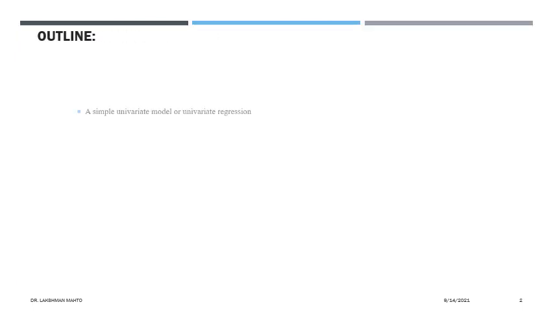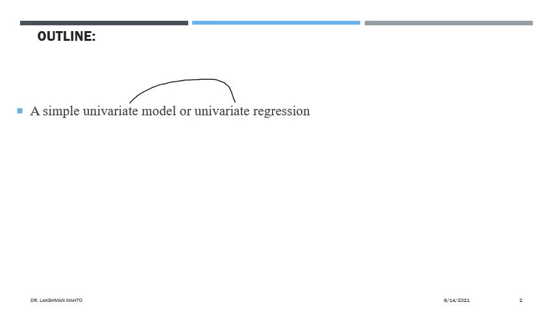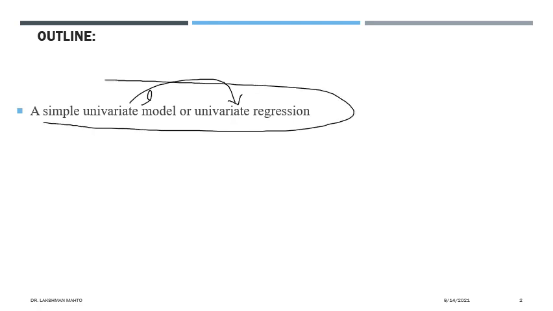So coming to the outline of this lecture, first I will talk about a simple univariate linear model, or you can call it univariate simple regression. Regression is a very general word, and what we call it univariate model. Right now I'm not putting the linearity assumption, so it may be linear, it may be non-linear. So first we will discuss this one.